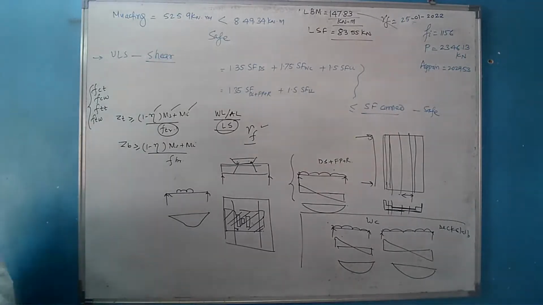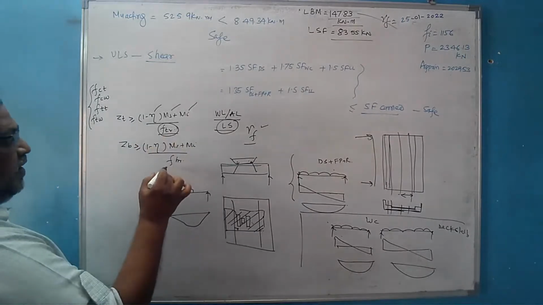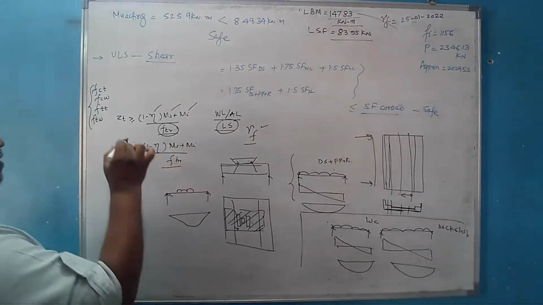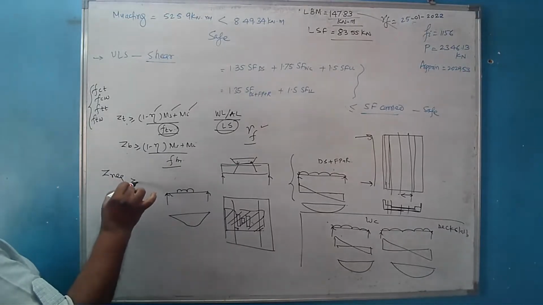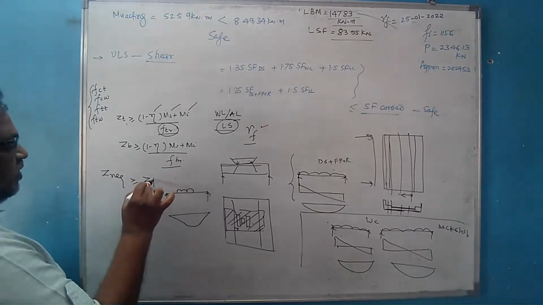Accordingly, the permissible values of stresses were considered. On the basis of that, the values of FTR and FBR are determined. Whichever of the two is critical, that is the Z required, and that must be greater than or equal to the value of Z provided.